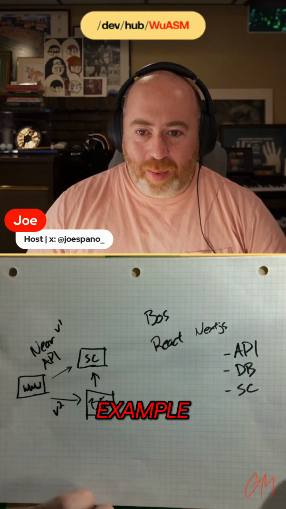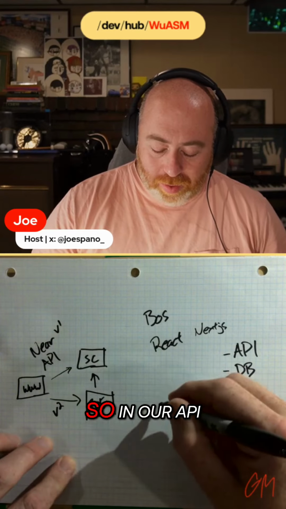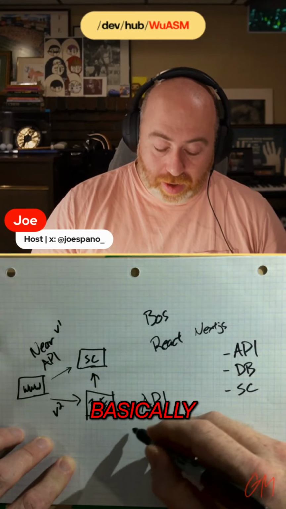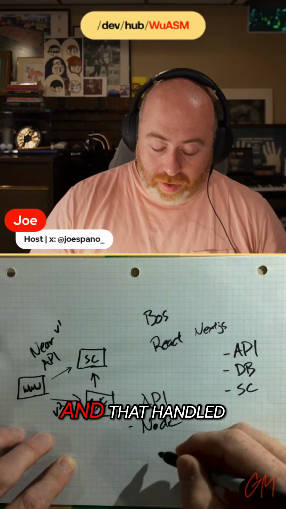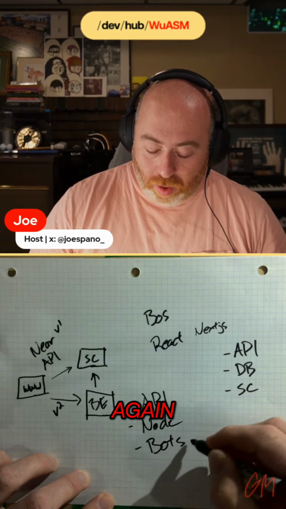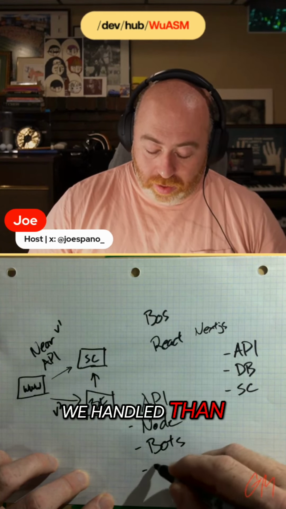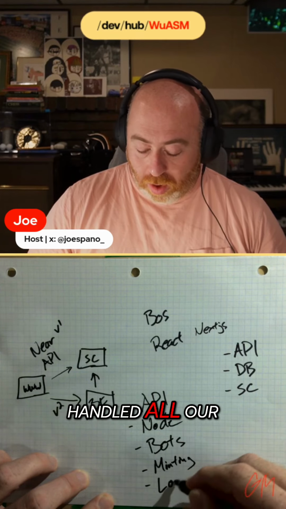So here's an example of how we started to do it. In our API structure, we started very simple. It's basically a Node-based backend, and that handled things like bots. We then handled the actual minting process. And then we also handled all our logging.